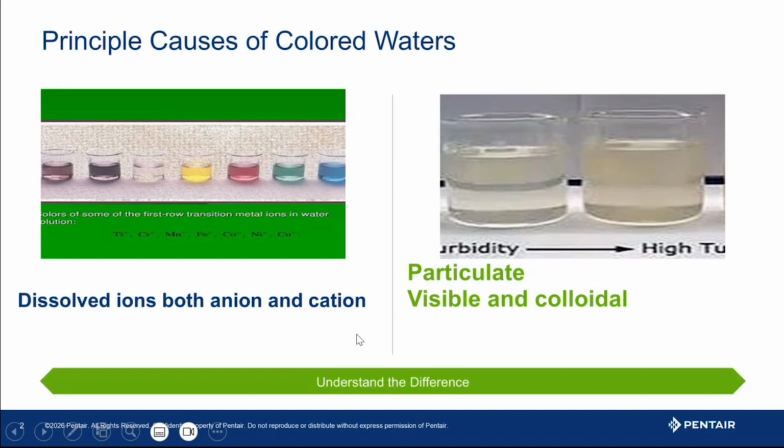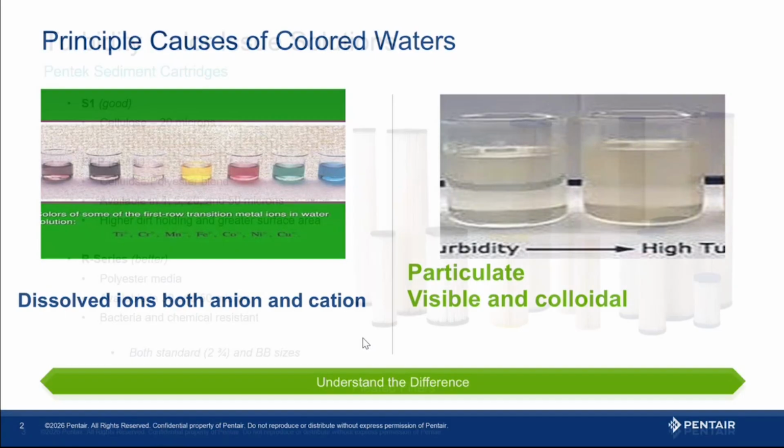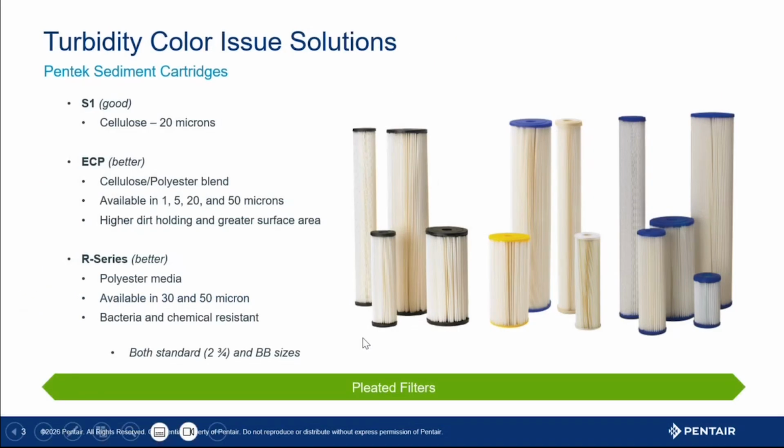And sometimes these issues are multiple. You may have a turbidity issue layered on top of an anion or cation color circumstance as well. So understanding what we're dealing with to start with is a critical place to be. But for turbidity issues related to color, you can start off with some rather inexpensive tools, like the R series, which is a polyester media, which is going to be able to handle some chemical environment if you were doing oxidation in front of this.